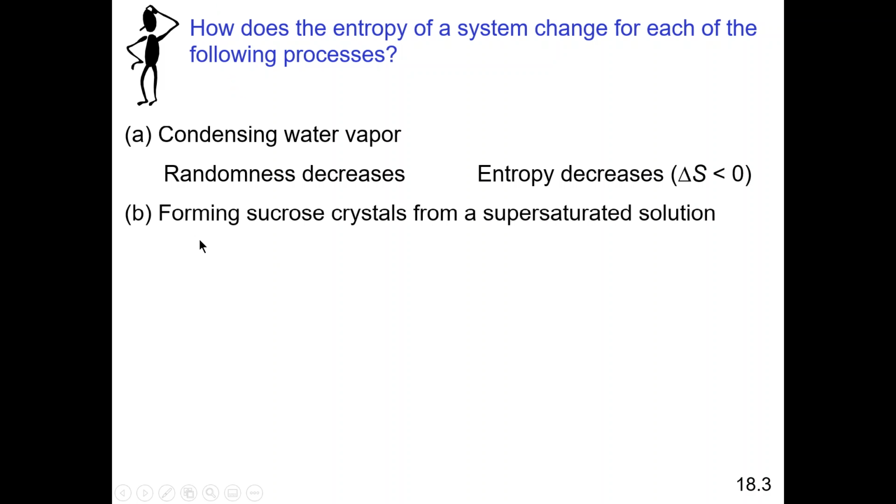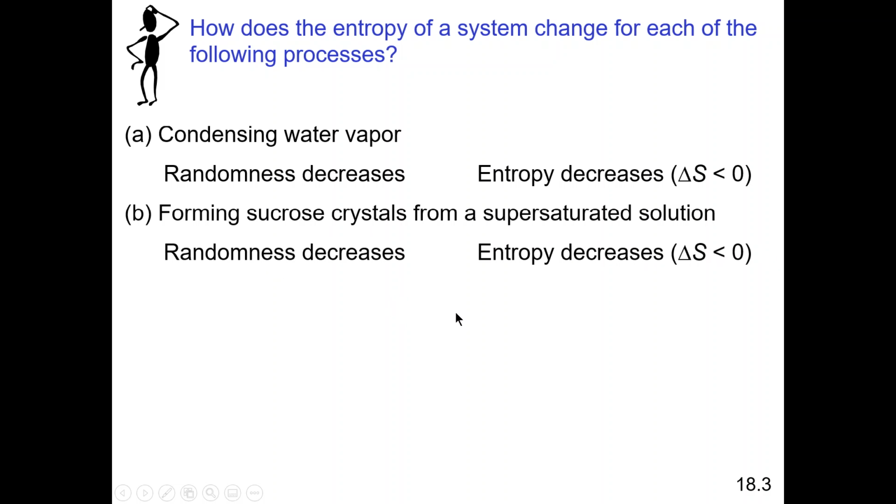Forming sucrose crystals from a supersaturated solution. So we're going from a solution to the crystals, which are solid. So we're going from a more disordered system to a more ordered system. So again, the randomness will decrease, and therefore delta S would be negative.